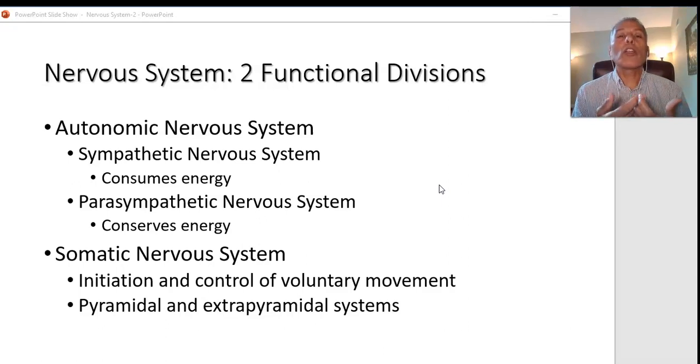Now, in terms of what the nervous system does, in terms of its physiological divisions, it's based on function. There are two major divisions. One has to do with the autonomic functions of the body. Auto means self. So autonomic is self, kind of running on its own, basically. The autonomic nervous system is the part of the human nervous system that enables the body to run automatically without your conscious control.